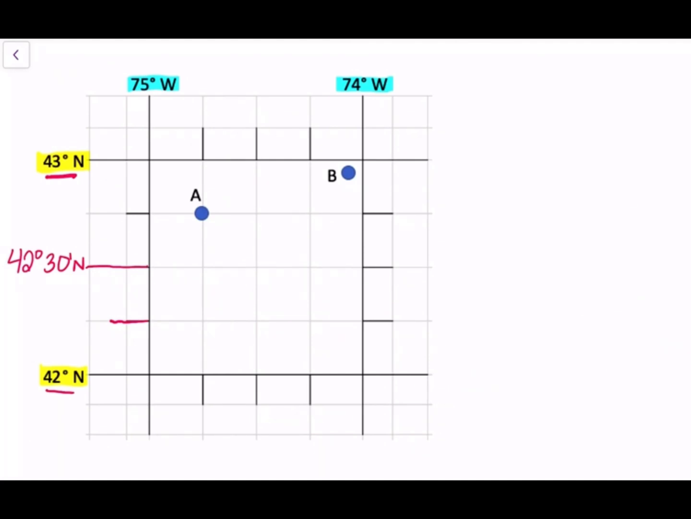Sometimes we say it's 5:15, 6:15. What time is it then? It's 5:15 or 6:15. Halfway between 0 and 30, or a quarter of the way to 60 minutes, is 15 minutes. So this location here would be 42 degrees, 15 minutes north.